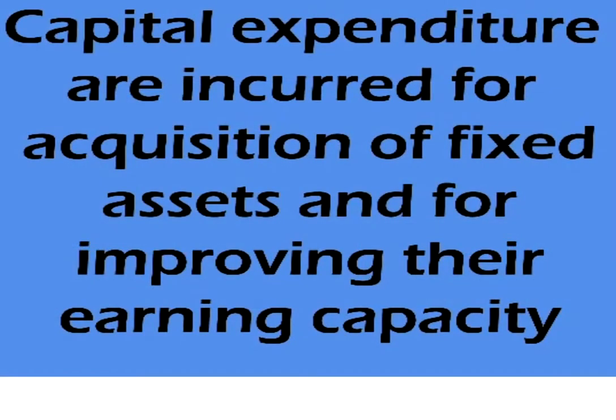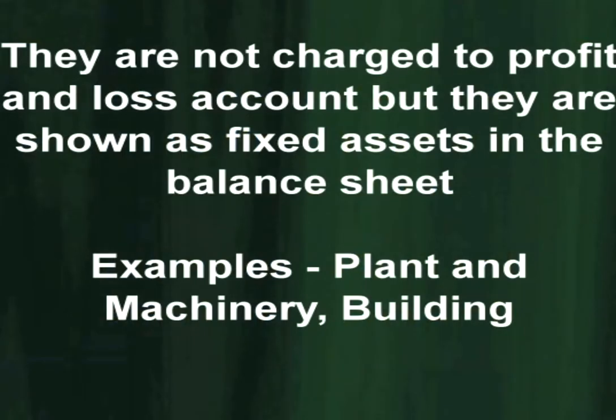Second type of expenditure is capital expenditure. They are the expenditure which are incurred for acquisition of fixed assets and for improving their earning capacity. They are not charged to profit and loss account, but they are shown as fixed assets in the balance sheet. Examples, plant and machinery, building.